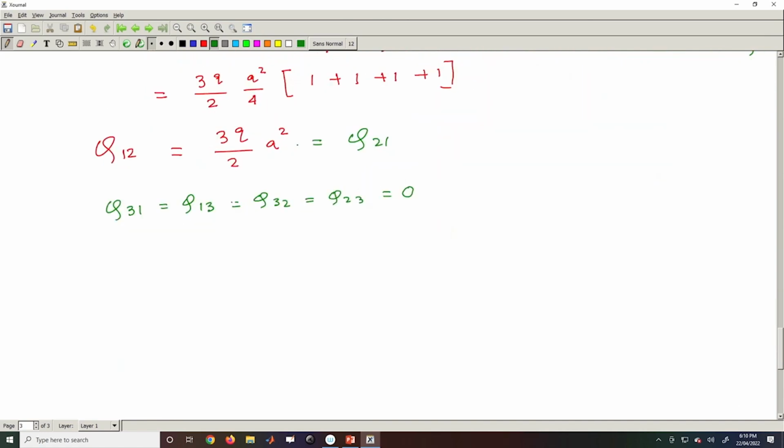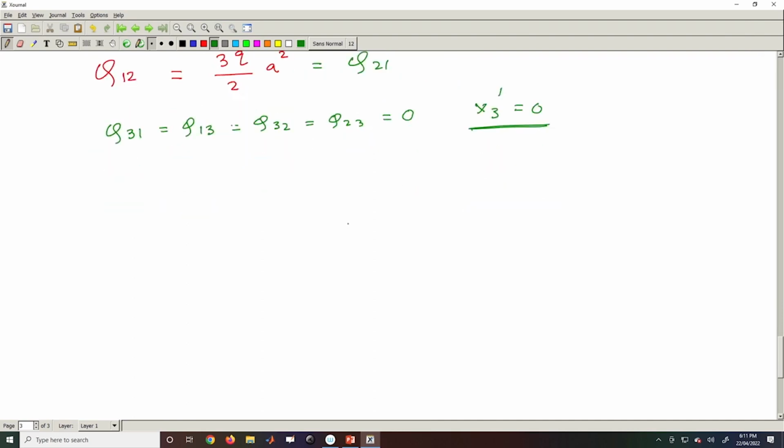So, all this quantity should be 0 because in our case x3 prime is 0. I should not have any x3, because this is in plane, no z component. So I have already figured out almost all the values, and also 2, 3, 3, 2, all these things are 0. So, 1, 2, 3, 4, 5, 6 and other 3, 7, 8, 9. All the 9 components are there.